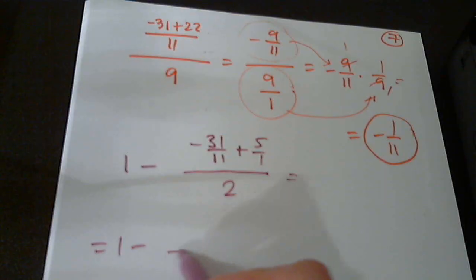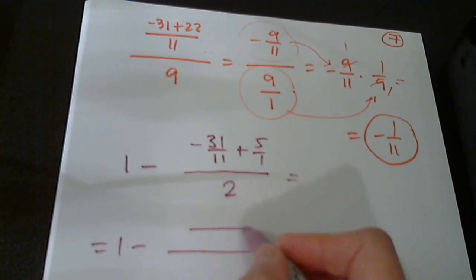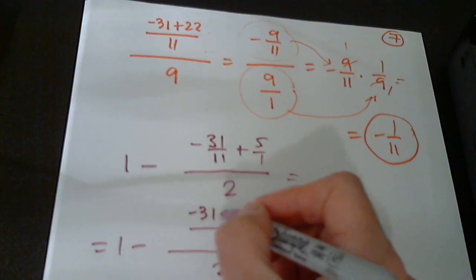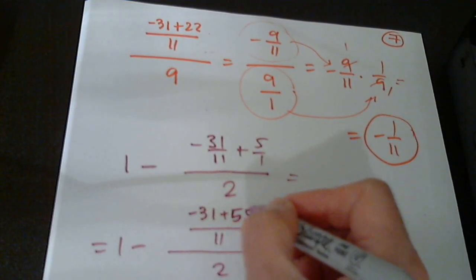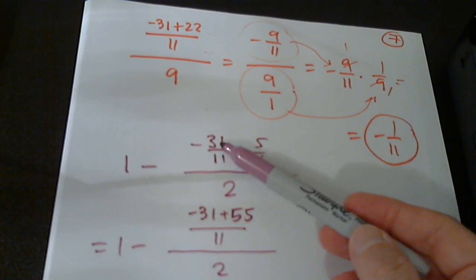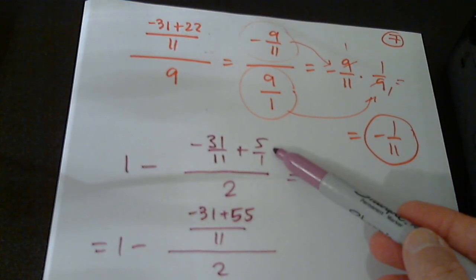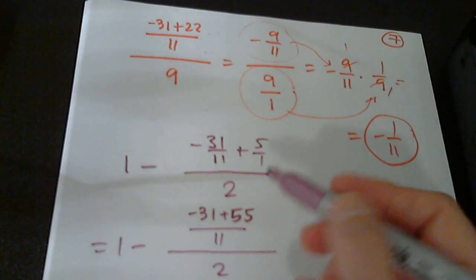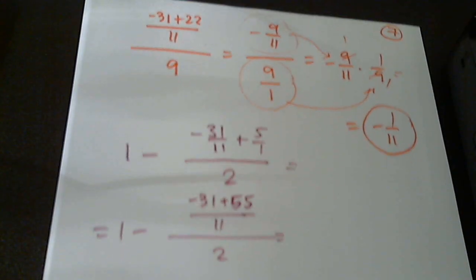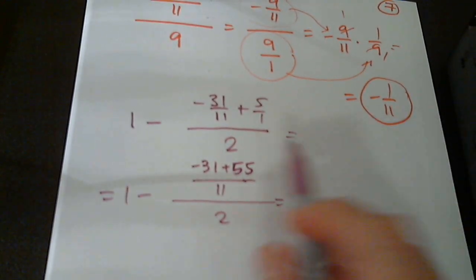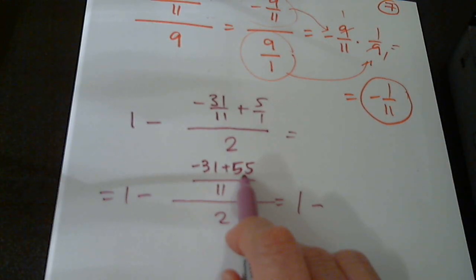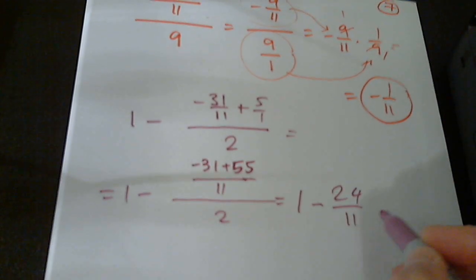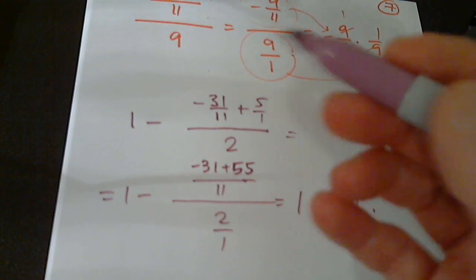1 minus. The same thing, the least common denominator is 11. So this is negative 31 plus 55. When I multiply this by 11, I get negative 31, I meant to say. And when I multiply this by 11, I get 55. I repeat the process, 1 minus negative 31 plus 45 is 24. 24 divided by 11, and I flip 1 over 2.